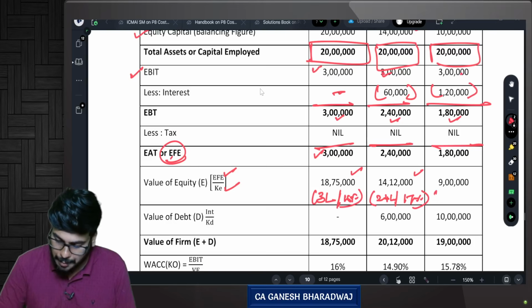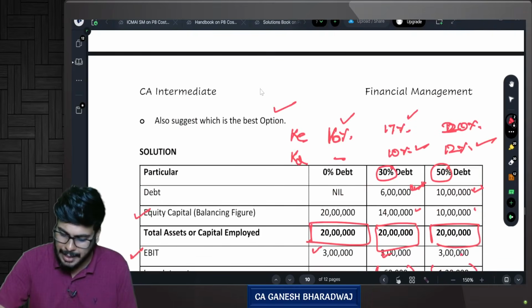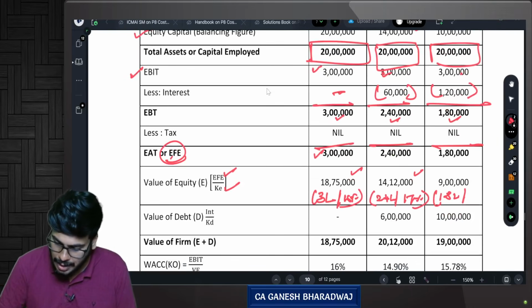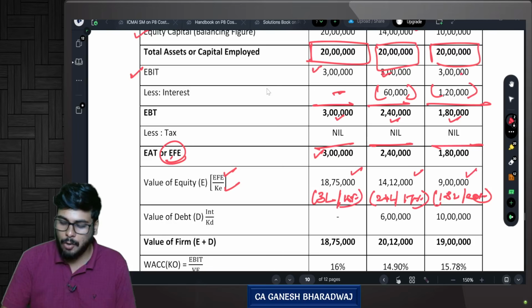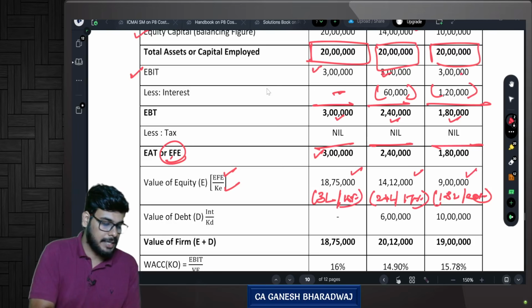Next. Finally, what is it going to be? Here it's going to be 1.8 lakhs divided by, I think finally the KE went up to 20 percent, right? Divided by 20 percent, you get how much? 1.8 lakhs, 1,80,000 by 0.2. So that gives you how much?